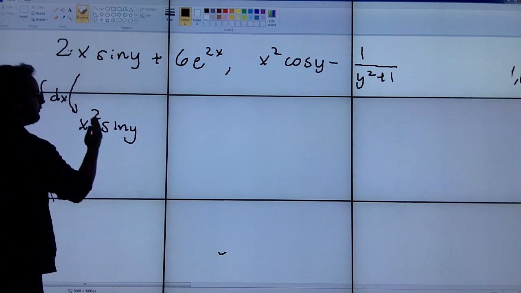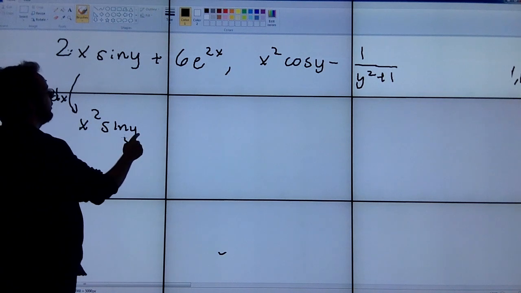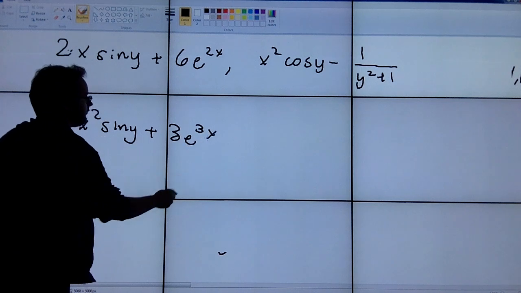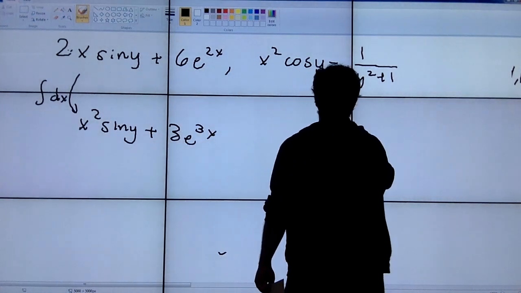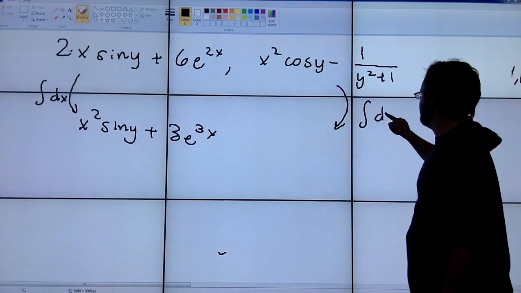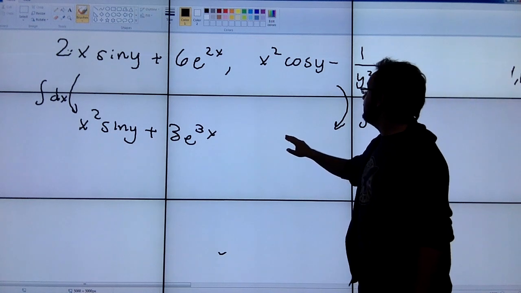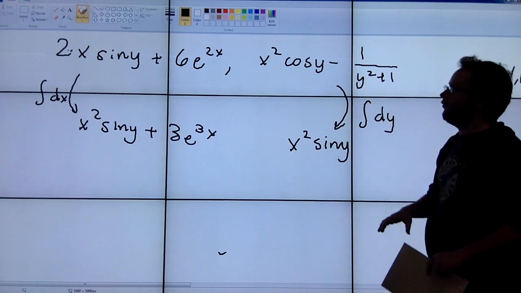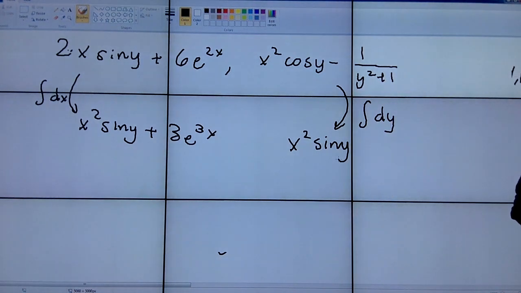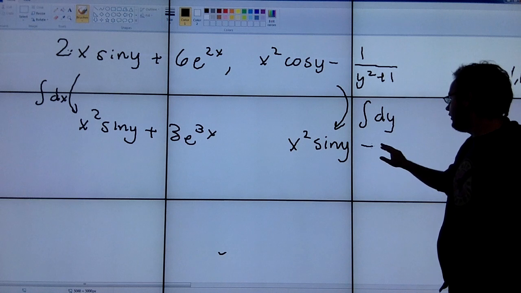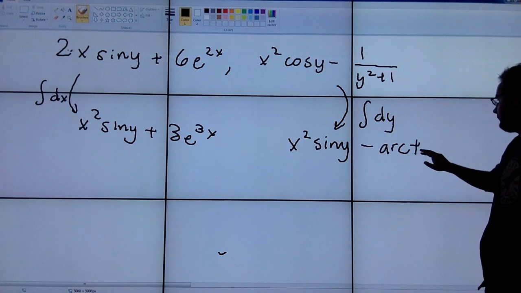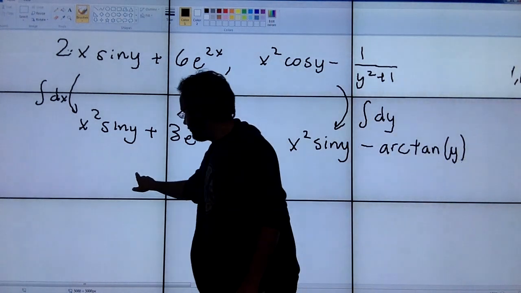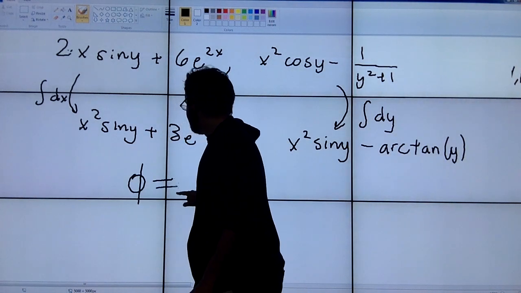I can't just do this like I would with my hands on a whiteboard. Plus 3e to the 2x. What's the integral of the second component with respect to y? I would get x squared sin y. What's the integral of negative 1 over y squared plus 1? Arctangent y. So we're going to say minus arctan y. So what's my potential function? What would phi be?